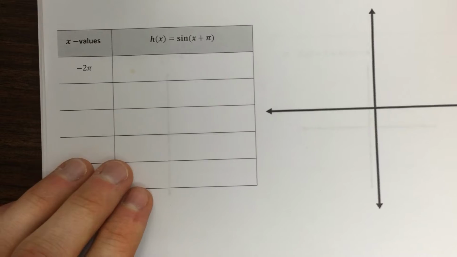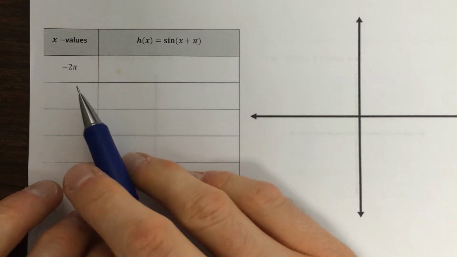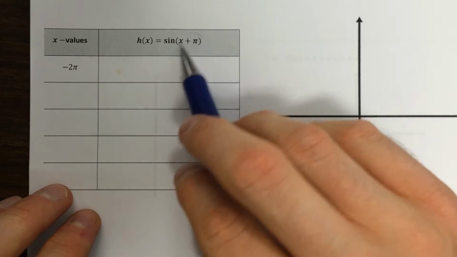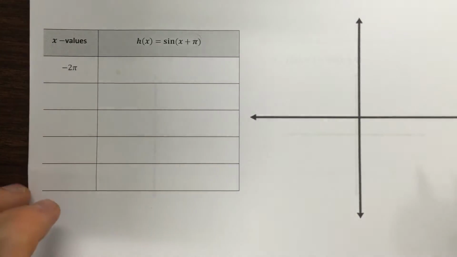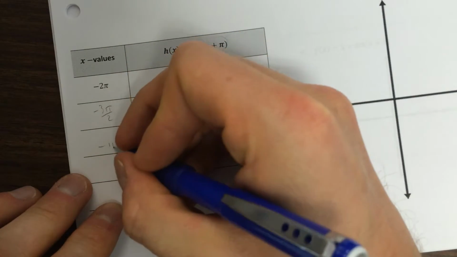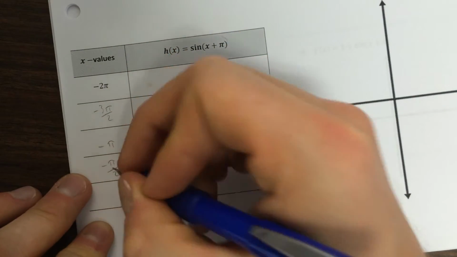So let's do something similar here. I started with negative 2 pi here. So we have something added inside our parent function, inside the parentheses. I'm going to go ahead and scale it. Negative 3 pi over 2, negative pi over 2, and 0.